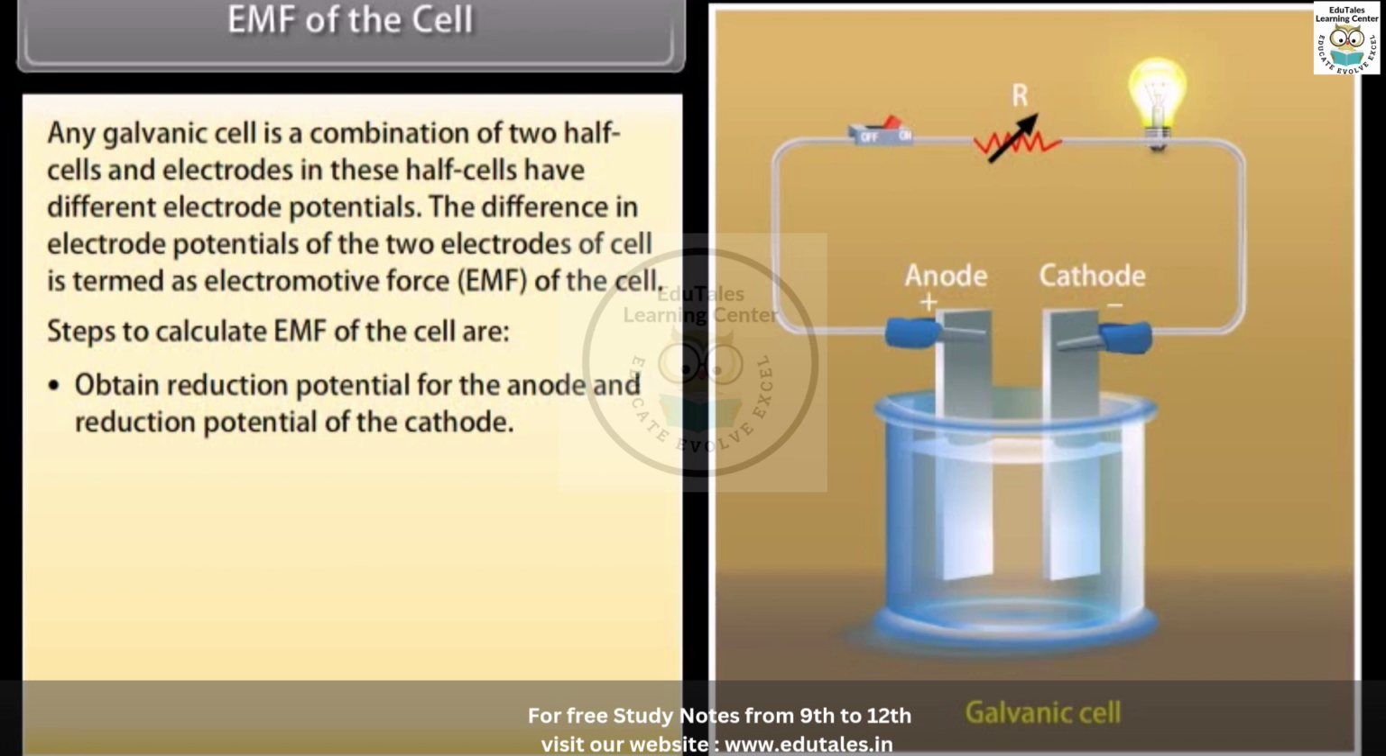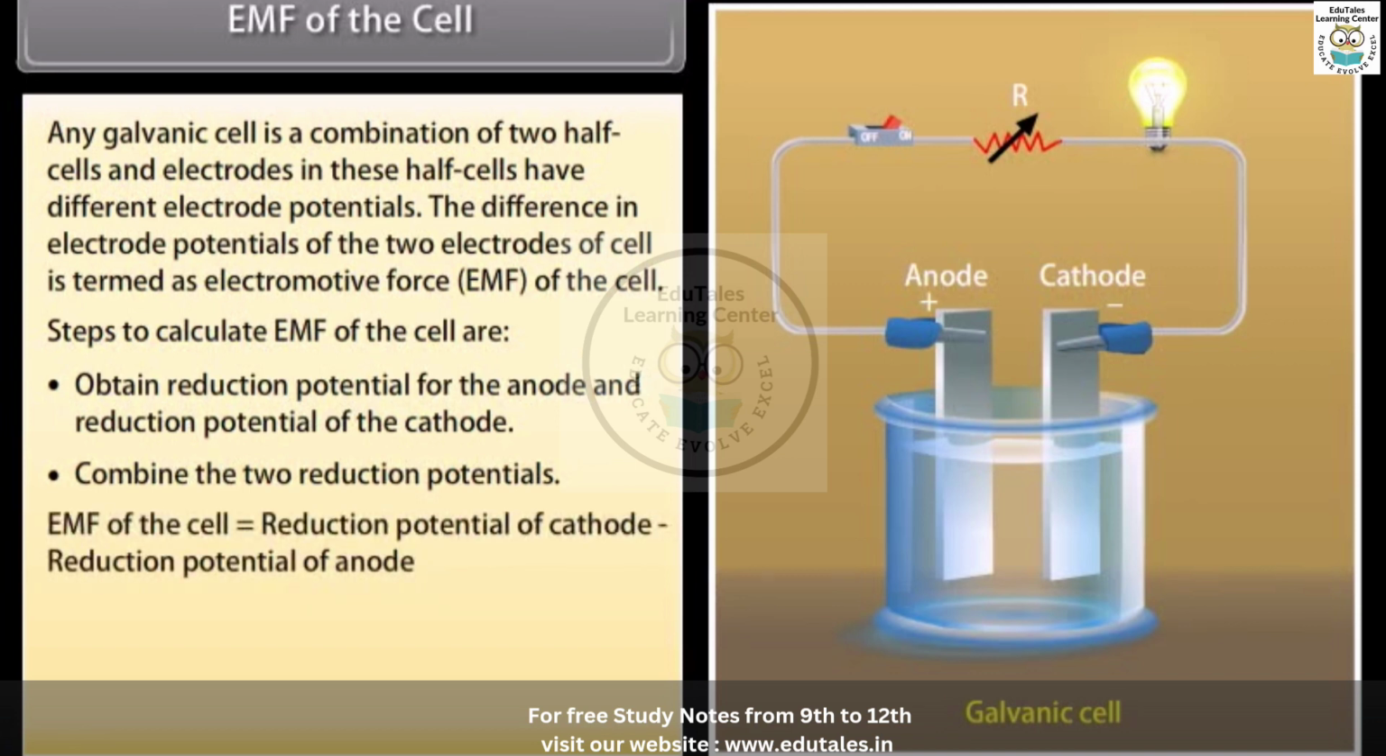Steps to calculate EMF of the cell are: obtain reduction potential for the anode and reduction potential of the cathode. Combine the two reduction potentials. EMF of the cell is equal to reduction potential of cathode minus reduction potential of anode. That is, E cell is equal to E cathode minus E anode, or E cell is equal to E right minus E left.